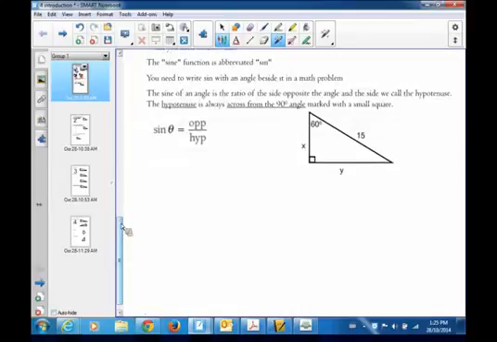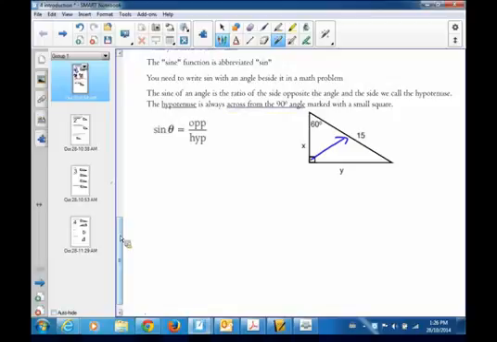And the sine of an angle is the ratio of the side opposite to it and the side that we call the hypotenuse. Now, I've talked about a hypotenuse before in the first chapter when we did a squared plus b squared equals c squared. But what is it? The hypotenuse is always across from the 90-degree angle. And that's marked with the small square. This is the hypotenuse, right?